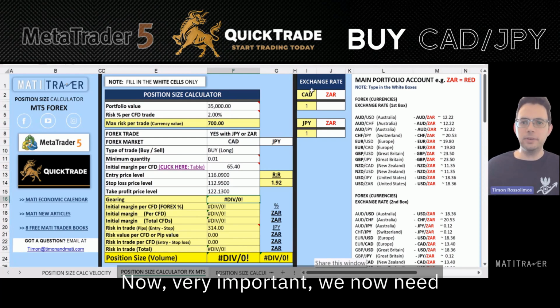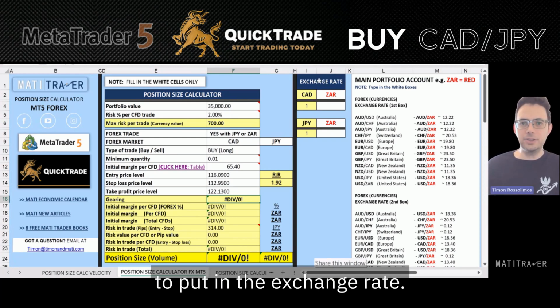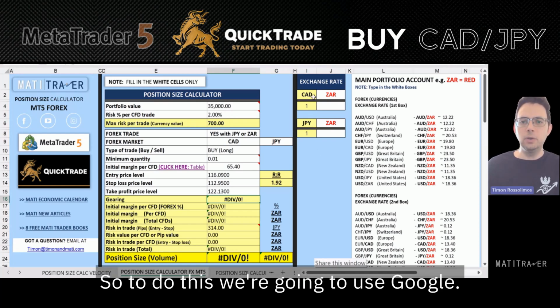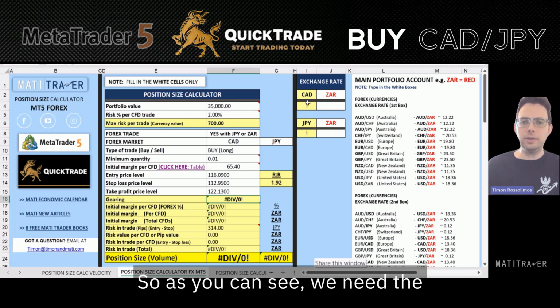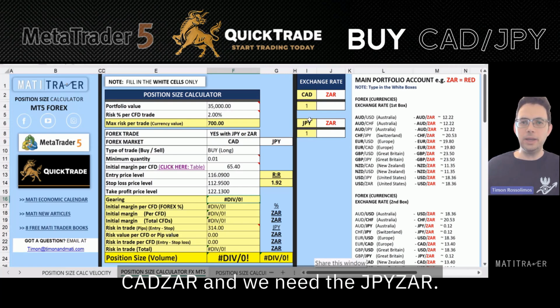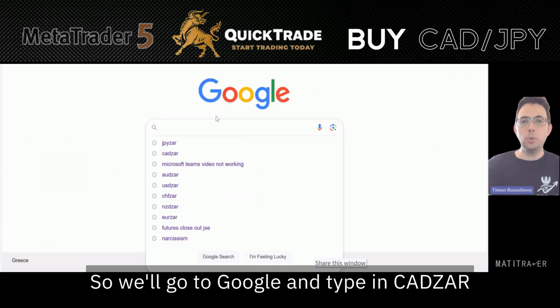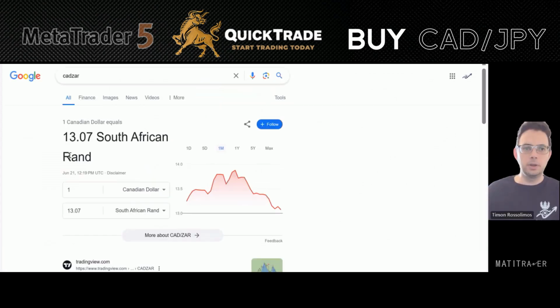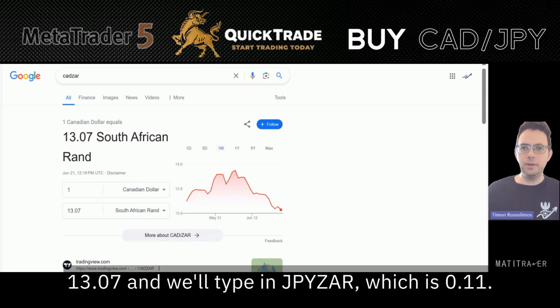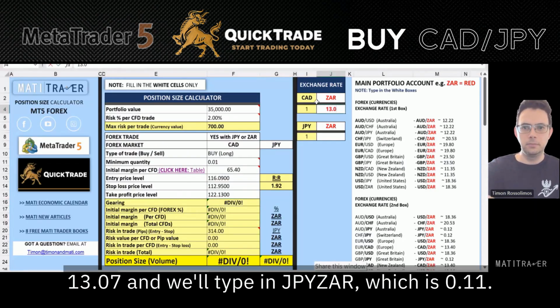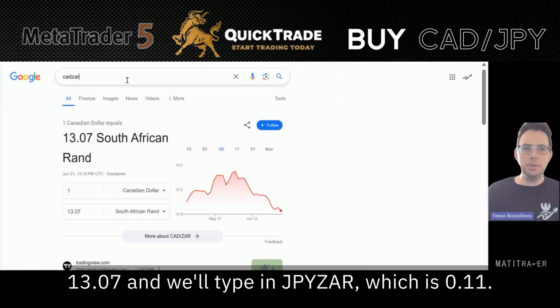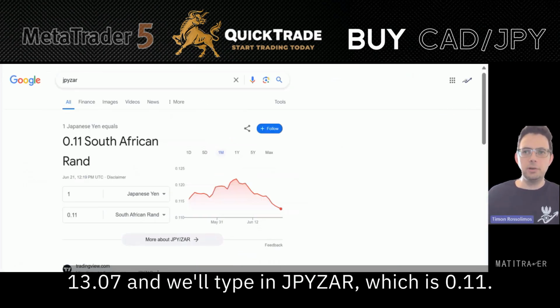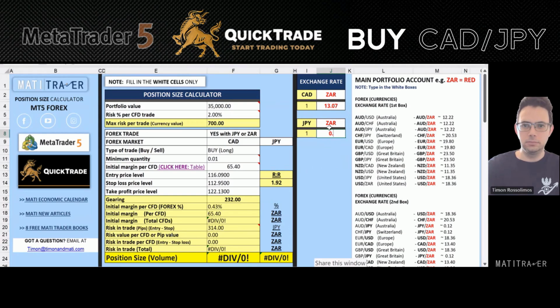Now, very important. We now need to put in the exchange rates. So to do this, we're going to use Google. As you can see, we need the CAD ZAR and we need the JPY ZAR. So we'll go to Google and type in CAD ZAR, 13.07. And we'll type in JPY ZAR, which is 0.11.